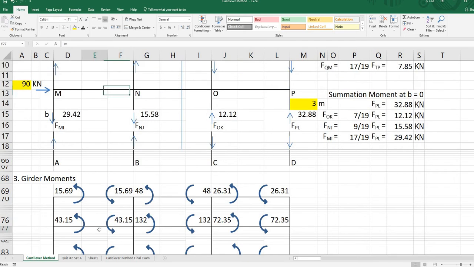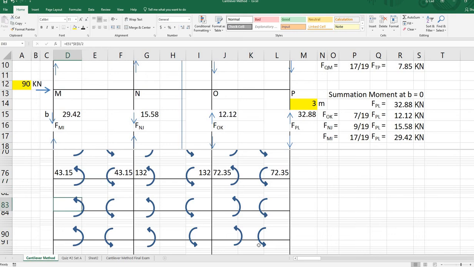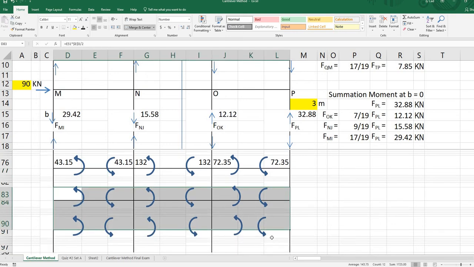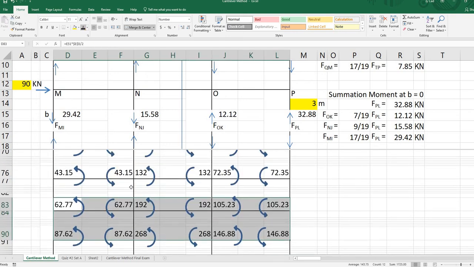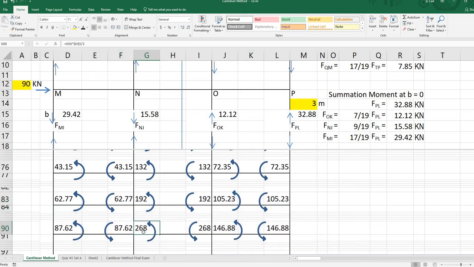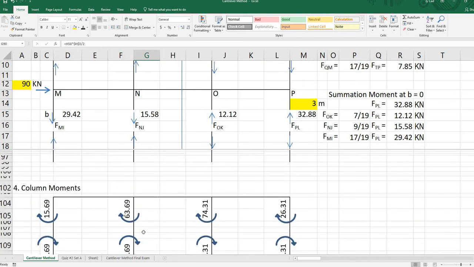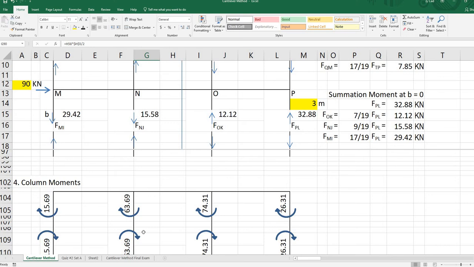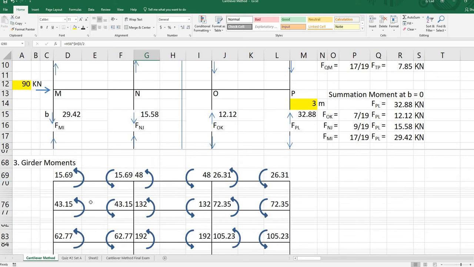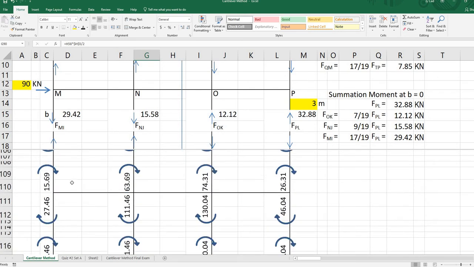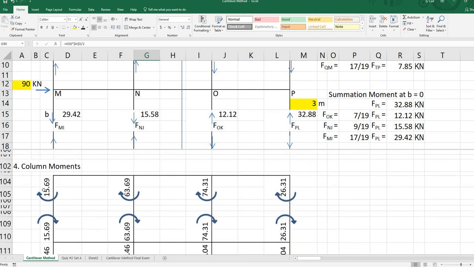Okay, and then i-uncover na natin, i-unhide na natin lahat yan. Girder moments. Now let's go to column moments. The procedure for column moments is the same as girder moments, but ang consider mo lang dito yung column shear. Okay?